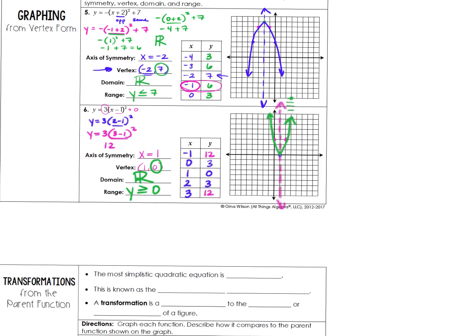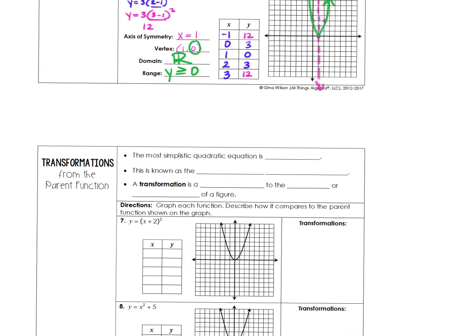Okay? Okay. So there are transformations. This is why vertex form is super nice for this reason that we're going to do right now. Okay? You with me? Okay. Yeah, Khalid.